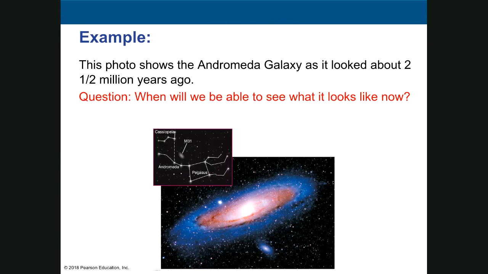All right. So we can see an example here. This photo shows the Andromeda galaxy. This is what we would see today, and what we see here is what the Andromeda Galaxy looked like 2.5 million years ago. So we won't be able to see what Andromeda looks like today until 2.5 million years in the future, when the light from today will get here. Looking at the universe is sort of like having a time machine that looks backward in time. We can see what things looked like as they were. And this should help make sense.